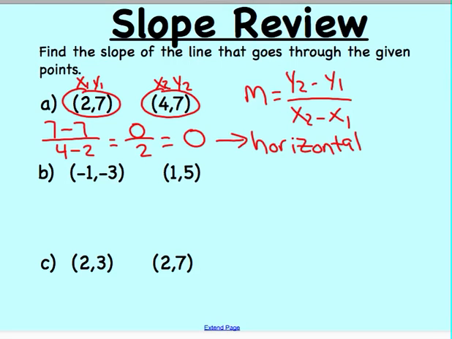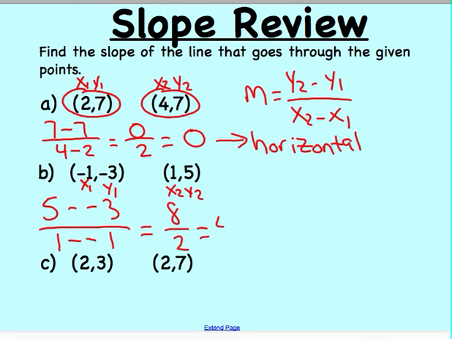B is a little different, so we're going to look at x1, y1, x2, y2. If we plug straight into the formula, we get 5 minus a negative 3 and 1 minus a negative 1. So this gives us 8 over 2, which is 4. So it has a slope of 4. You can think of that as 4 over 1. This is going to be an example of a diagonal line.